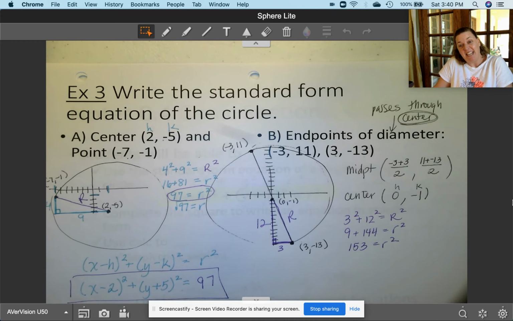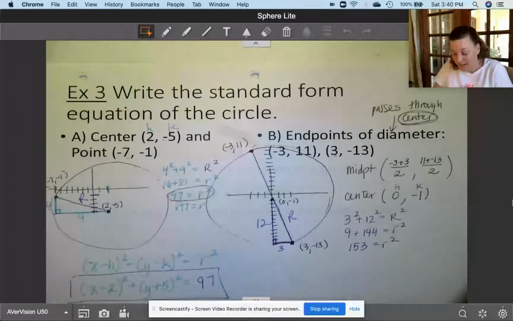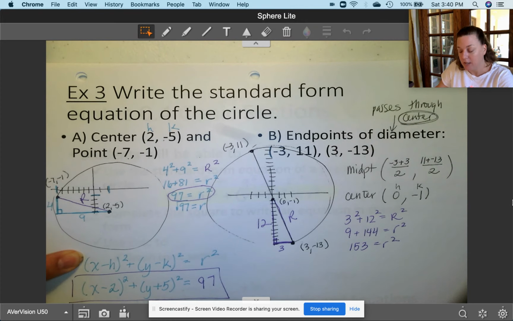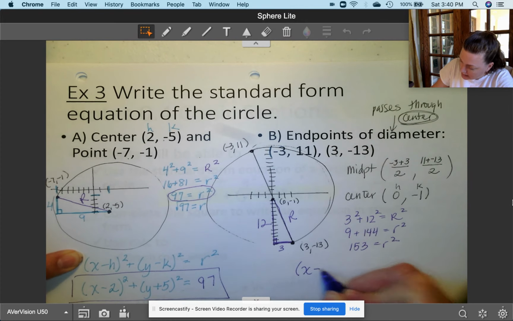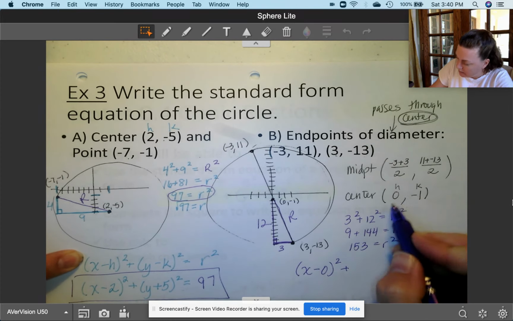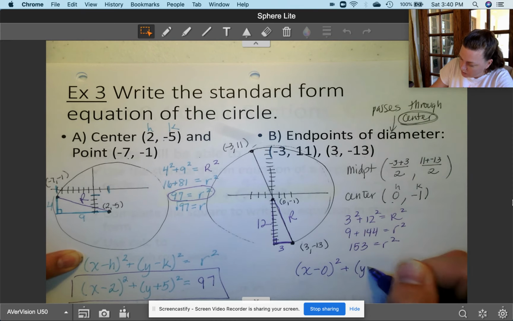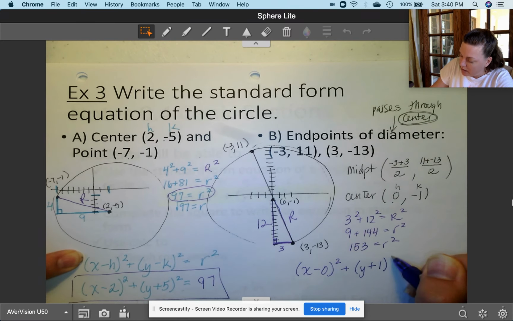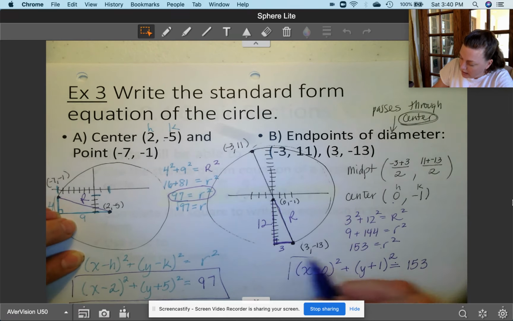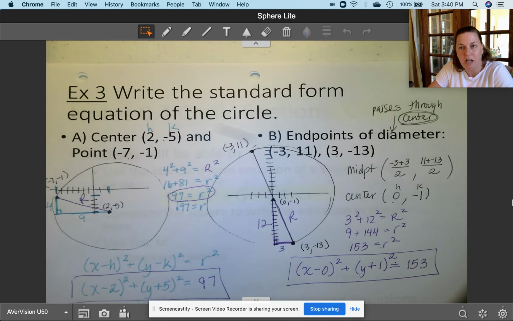I'm just going to leave it like that. I don't need r. I actually need r squared in my model. So (x minus h), that's going to be (x minus 0) quantity squared, right there, plus (y minus a negative 1) becomes plus 1, equals my radius squared, which is going to be 153. I hope that's right. If it's not, it's going to be close to that. Okay. Hopefully that's good.